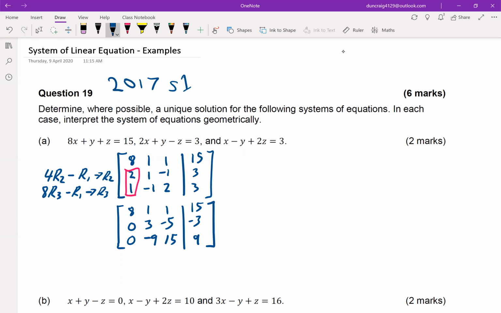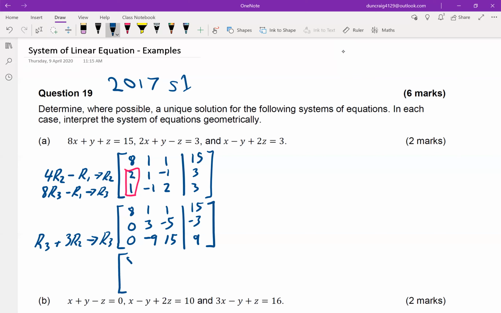Okay, so just by inspection here as well, we can see that R3 is minus 3 times bigger than R2. So I think this is going to lead us to the scenario where we're going to have infinite solutions. So let's go ahead and do it. Let's just do R3 plus 3 lots of R2 and put it back into row 3.